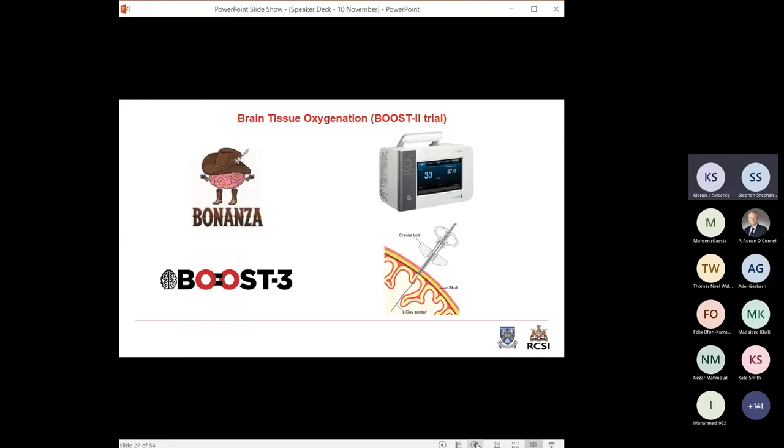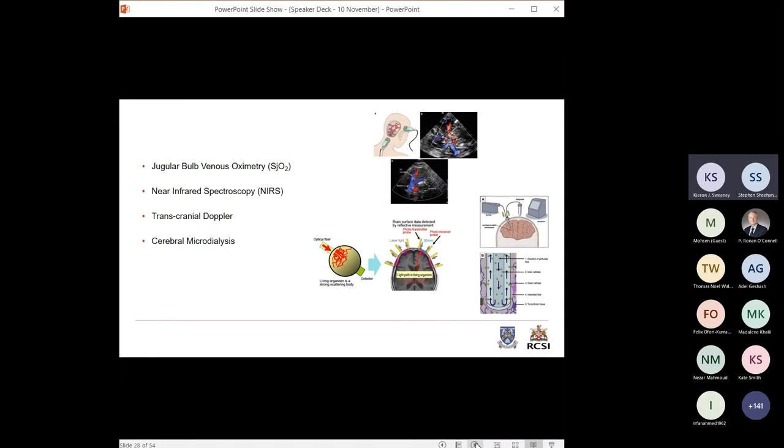This has given rise to two other trials, the BONANZA trial in Australia and New Zealand and the BOOST-3 trial in the US, which will help us understand the actual treatment thresholds for integrating ICP and brain tissue oxygenation. Next slide, please. Other forms of multimodality monitoring include jugular bulb venous oximetry and transcranial Doppler. And non-invasive near-infrared spectroscopy is another modality, and cerebral microdialysis, which is employed in academic centers. And that really measures the byproducts of cerebral metabolism. Next slide, please.